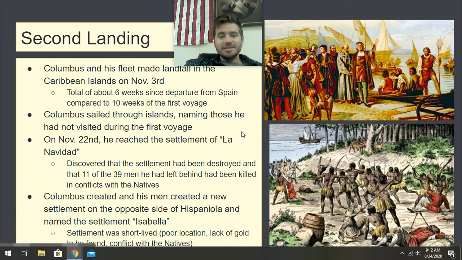On November 22nd, he reached the settlement of La Navidad. And when he gets there, he notices that there has been conflict. There has been what looks to be maybe some war or warfare going on in his absence. He discovers that the settlement has been destroyed and that 11 of his 39 men that he had left behind have been killed in conflicts with the natives.